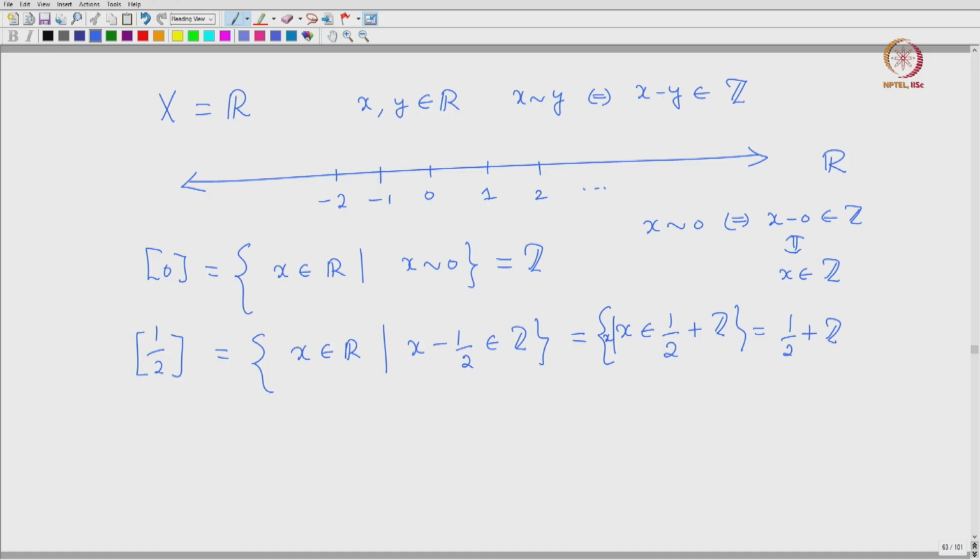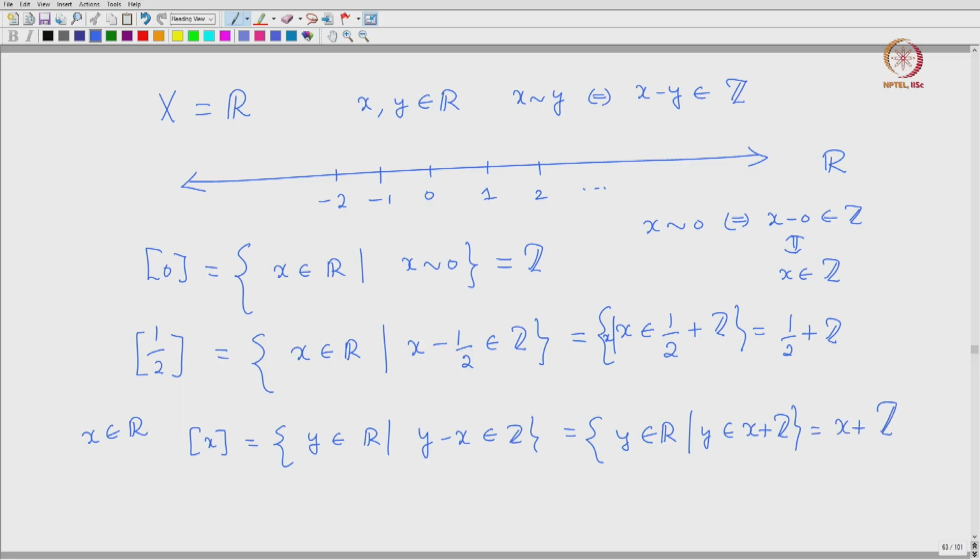And similarly, if we take any x in R, you can see that the class of x is going to be those y in R such that x minus y should be in Z. So, that would say that those are, y minus x we can write here because of the symmetry. So, in particular you have y minus x belongs to Z. So, that implies you are collecting y in R such that y belongs to x plus Z. So, that means all you are doing is taking the translation of Z by x.